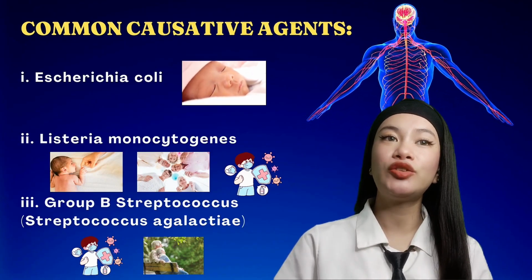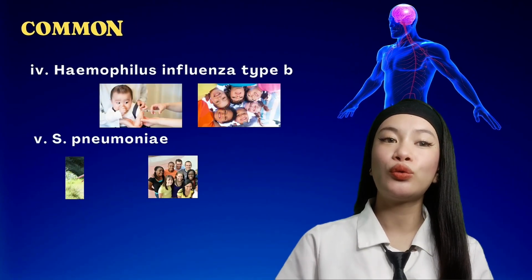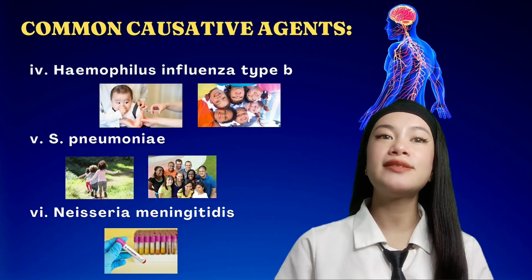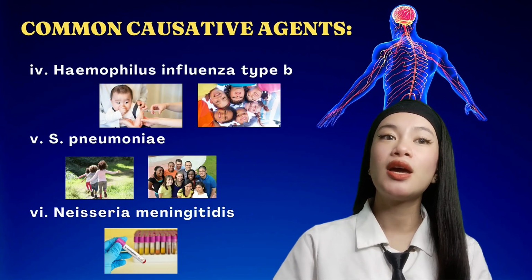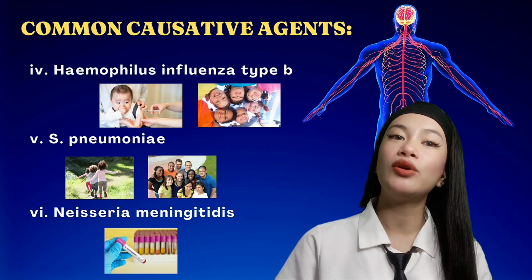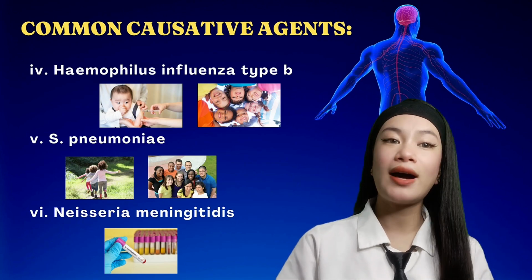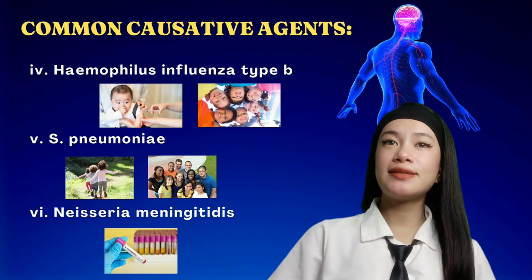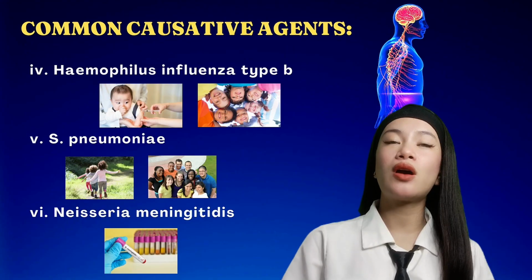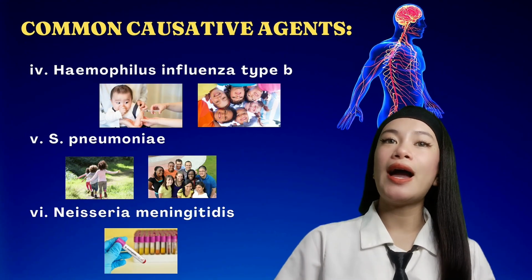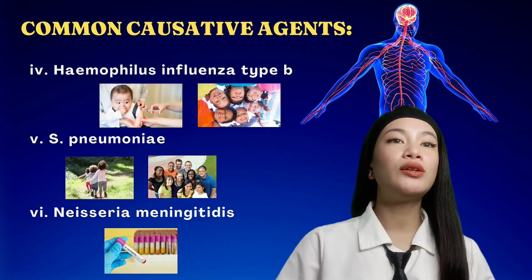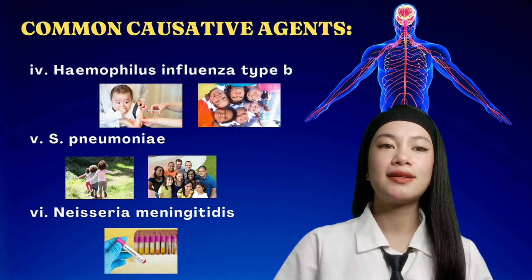In older infants and children, the majority of infections were due to a causative agent called Haemophilus influenzae type B, the incidence of which has been greatly reduced due to the availability of the vaccine against the organism. Hence, it is common in children, now rare due to vaccination. And lastly, we have S. pneumoniae, or Streptococcus pneumoniae. It is currently the most common organism that causes community-acquired meningitis in both children over 1 month of age and adults, followed by Neisseria meningitidis.